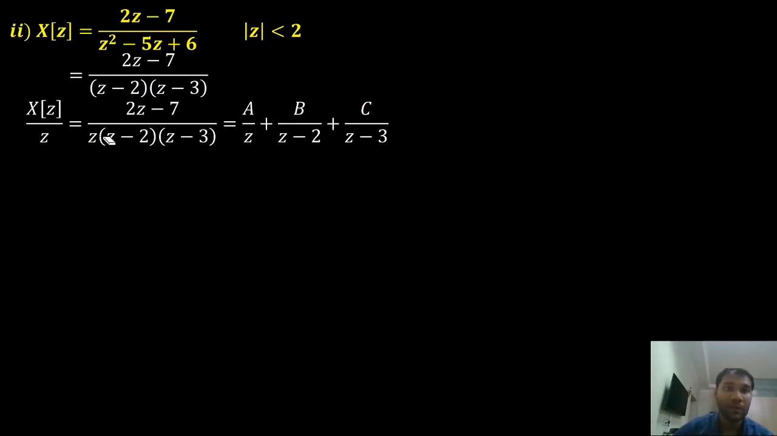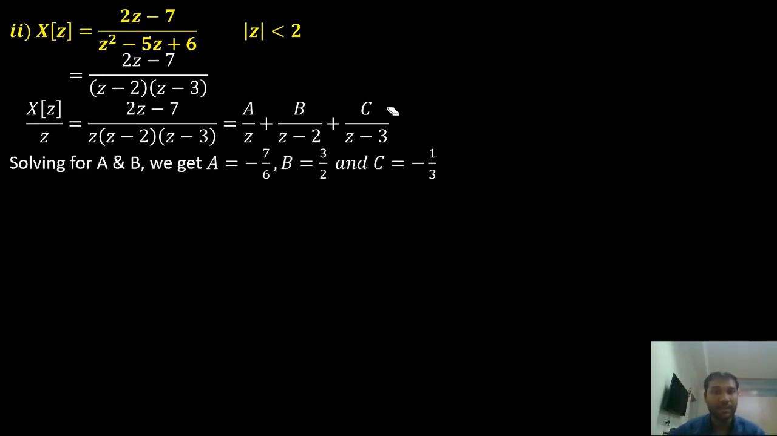Now what I'm going to do here is convert that into partial fractions. I have 3 terms in my denominator, so I have 3 fractions here: A by z plus B by z minus 2 plus C by z minus 3. The same way I found A and B in the previous problem, I'm going to find A, B and C here.